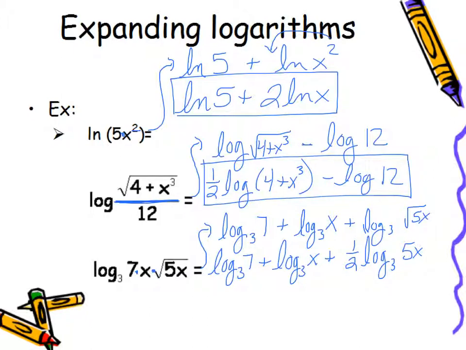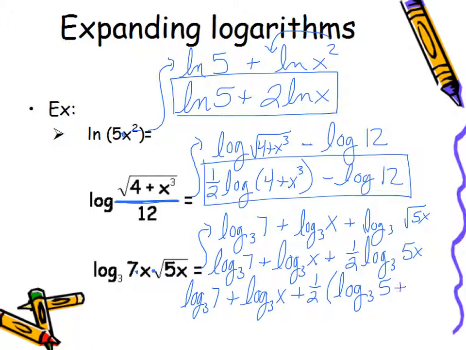All right, so I would still have my log base 3 of 7 plus log base 3 of x plus, and I'm going to do it like this, 1/2. But when I separate this, this 1/2 is going to go on everything. So log base 3 of 5 plus log base 3 of x. All right, and then at that point, you could go ahead.